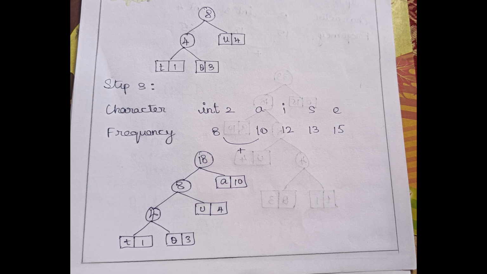We have to split the 18 also into left and right node. The left node contains 8 and the right node contains A with a frequency of 10. Also now we have to split the internal node 8 into 2 and the internal node 4 into 2.